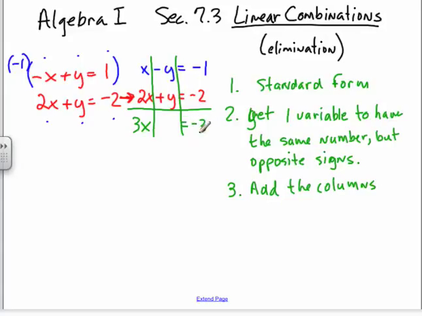So now I have an equation that says 3x equals -3. I divide both sides by 3, and x equals -1. It's that easy. The y's just canceled out.